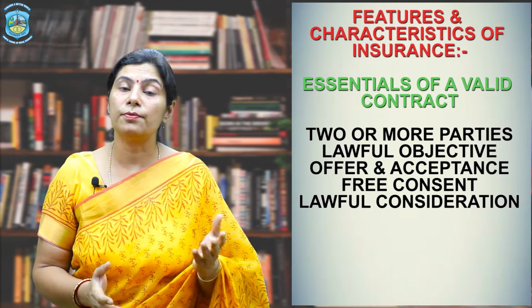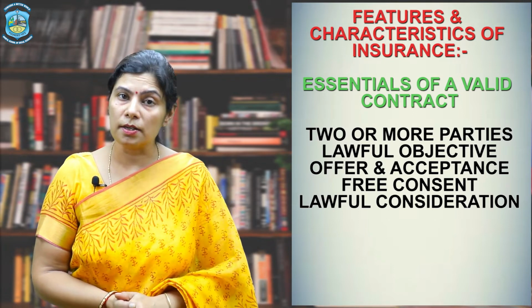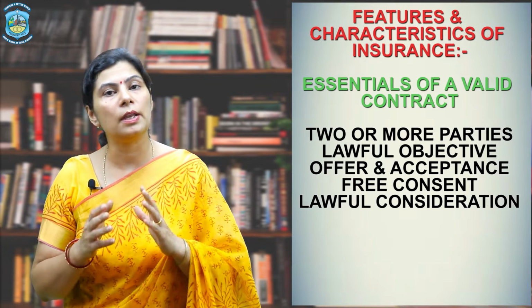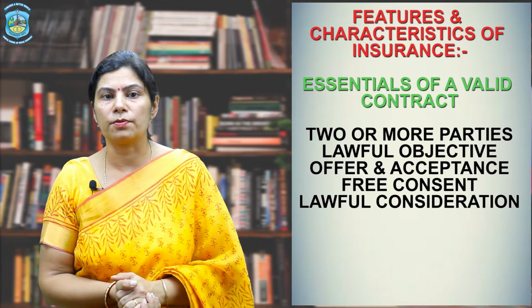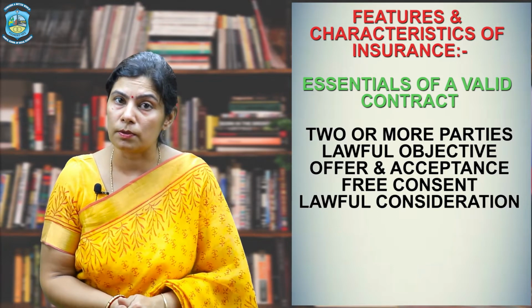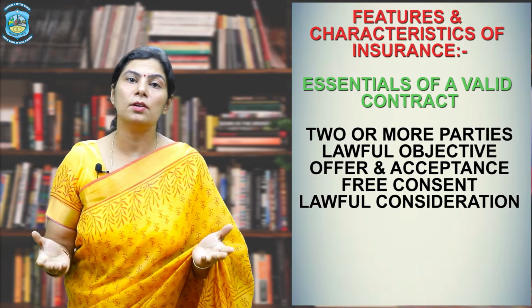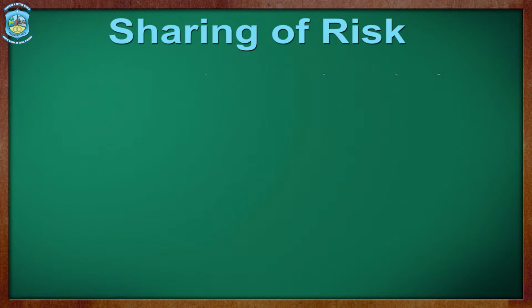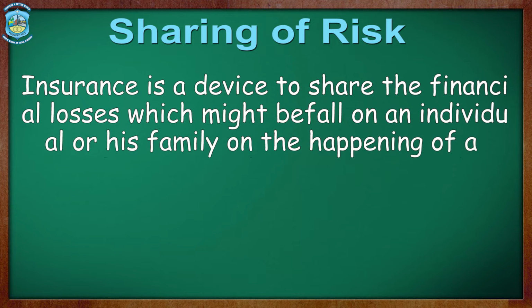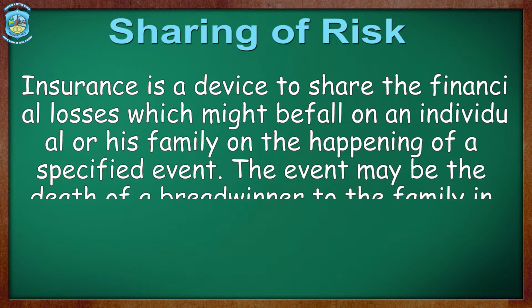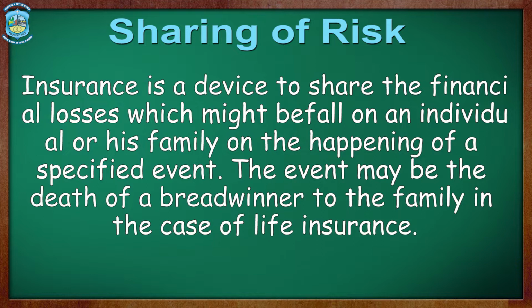The fourth essential of a valid contract is free consent. That means there is no compulsion on any individual to take insurance or not. And the last essential of a valid contract is lawful consideration, which is called premium in insurance. The second characteristic of insurance contract is sharing of risk. Insurance is a device to share the financial losses which might befall on an individual or his family on the happening of a specified event. The event may be the death of the breadwinner in case of life insurance.